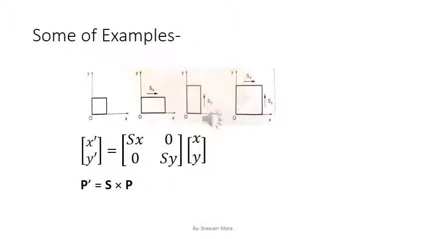Here an example is taken in which a scaling factor is applied in different directions. Now the matrix representation can be written as [x' y'] is equal to [Sx 0; 0 Sy] into [x y]. It can be symbolically represented by P' is equal to S into P, where P is the original coordinates.